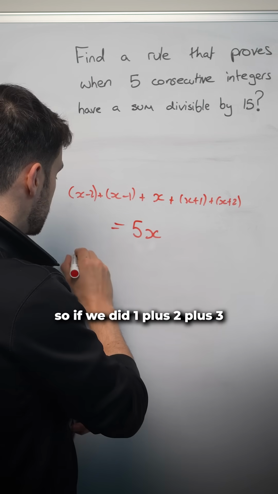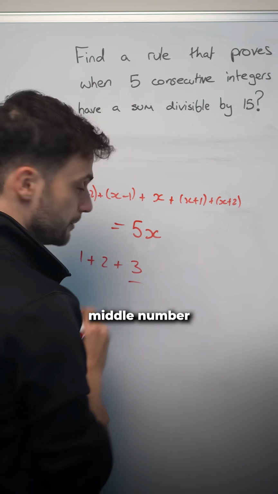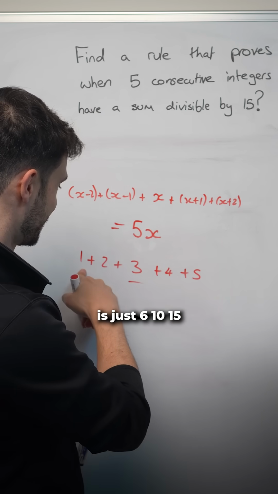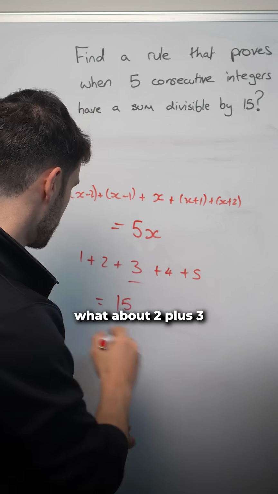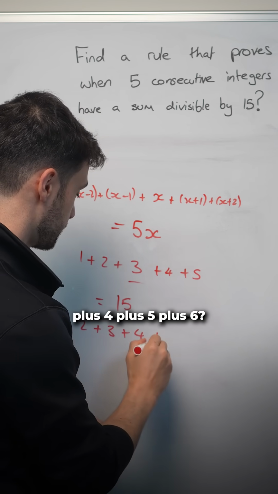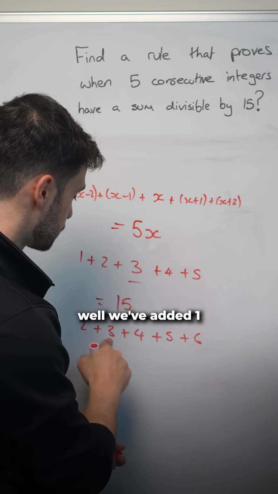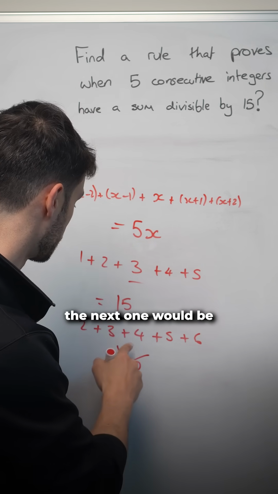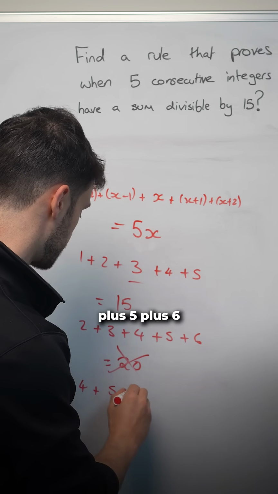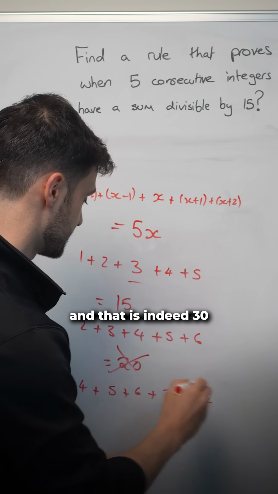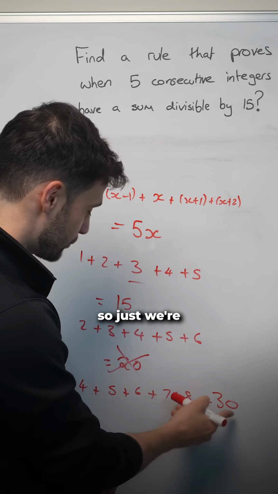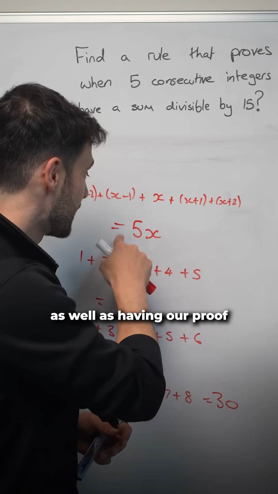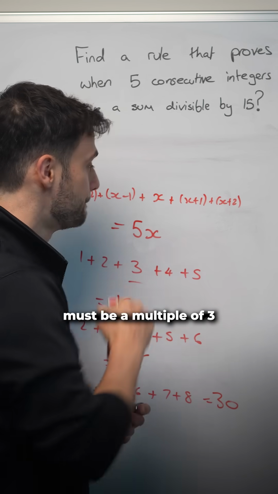Let's check this. So if we did 1 plus 2 plus 3, the middle number, plus 4 plus 5, well, that sum is just 6, 10, 15. That worked. What about 2 plus 3 plus 4 plus 5 plus 6? Well, we've added 1 to all of the above. The sum is going to be 20. That is not a multiple of 3. The next one would be when 6 is in the middle, so you get 4 plus 5 plus 6 plus 7 plus 8, and that is indeed 30. So we're double checking the pattern here and you can start to see exactly why this works, as well as having our proof that the middle number must be a multiple of 3.